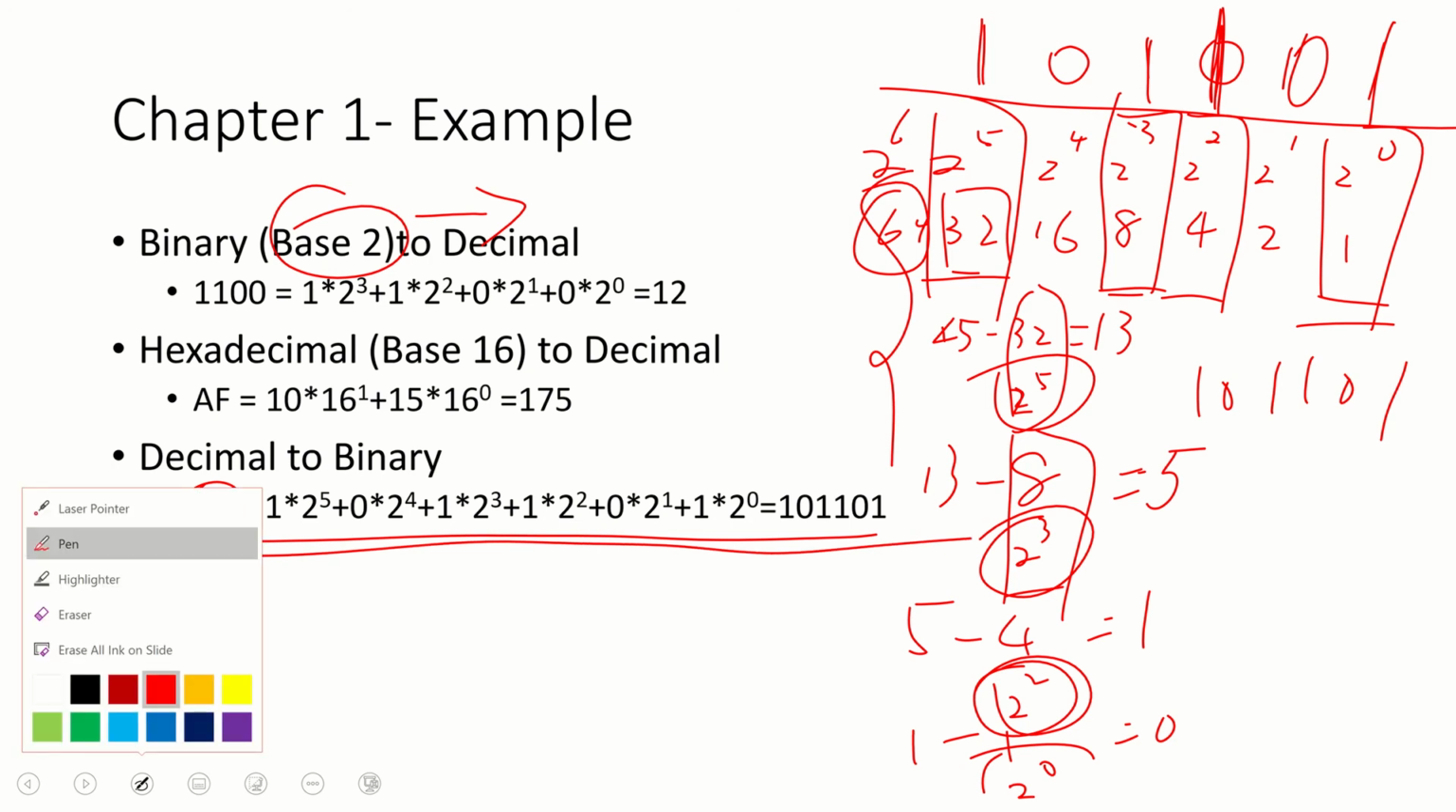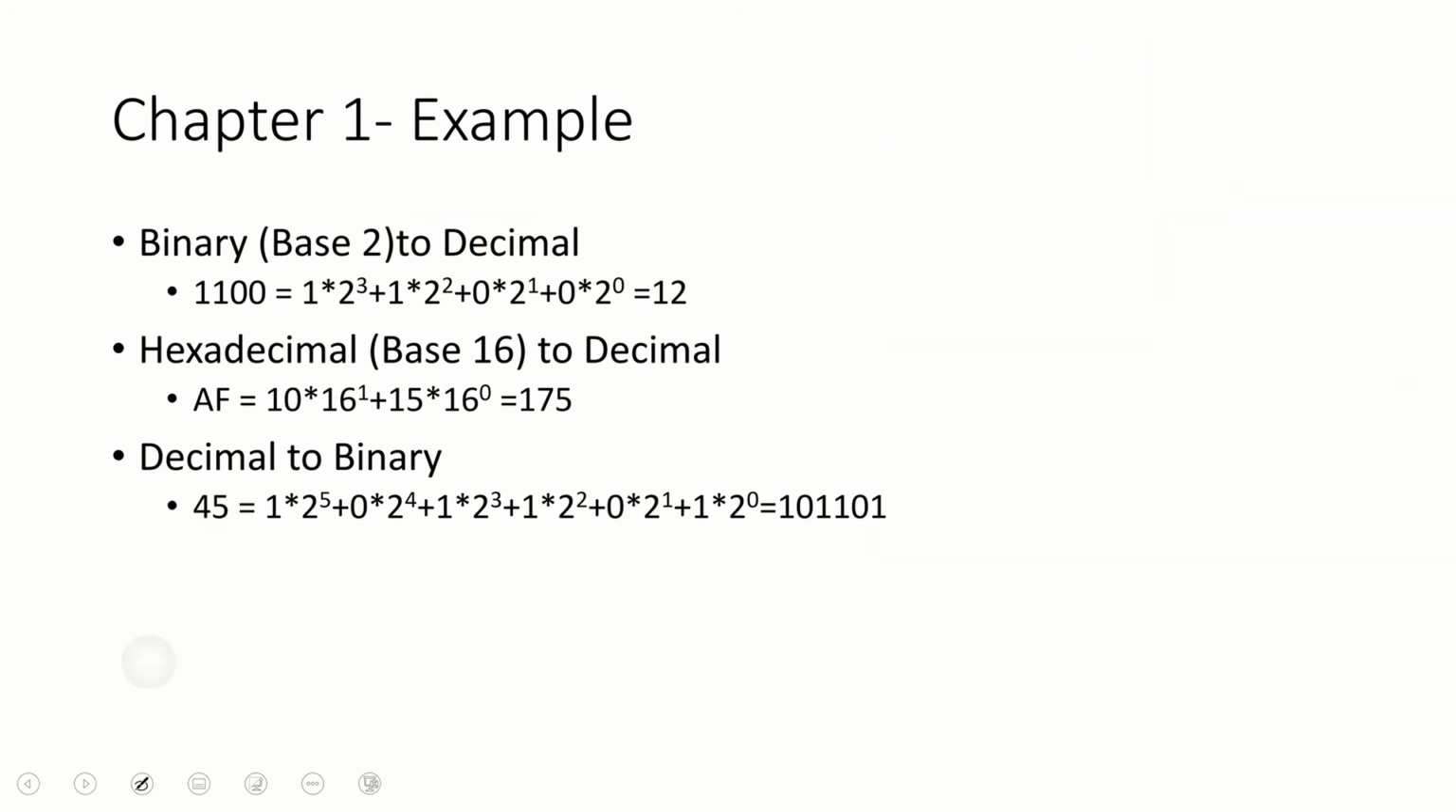Another way we can do the conversion is that every time we divide by 2 and get a remainder. So in this way, we take 45. 45 divided by 2 is 22, and the remainder is 1.